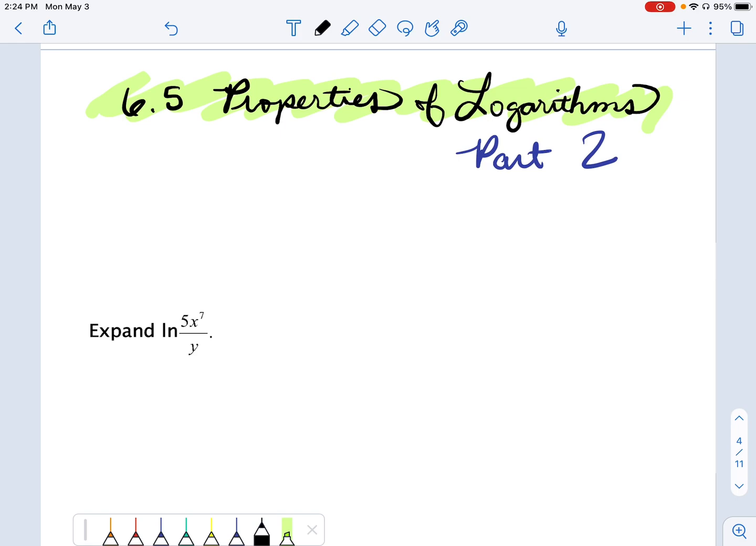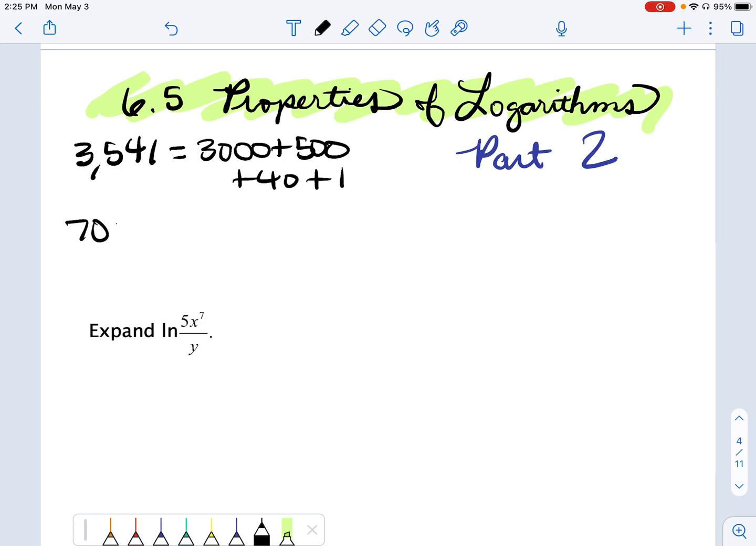And I want to bring you back to elementary school when you were learning numbers like this and your teacher asked you to expand it. So you knew that this was 3,000 plus 500 plus 40 plus 1. Now let's condense it. Let's say you had a number like this. You would know that that's 725. So this one's expanding and this one's condensing.